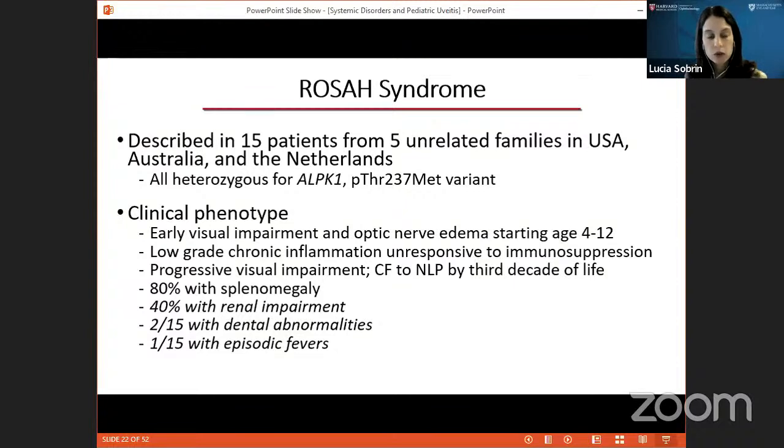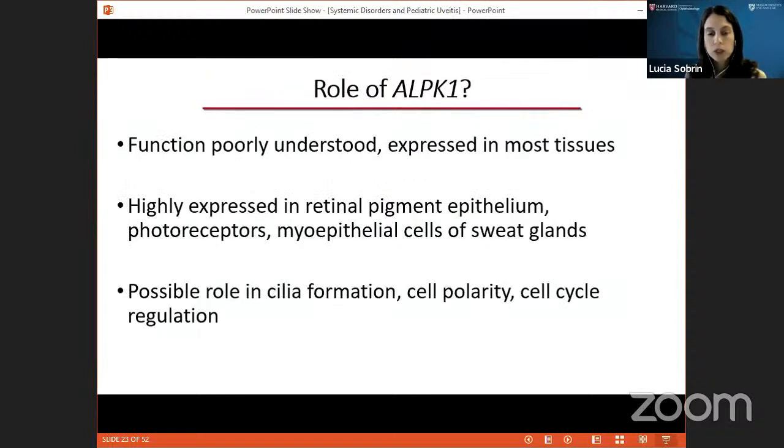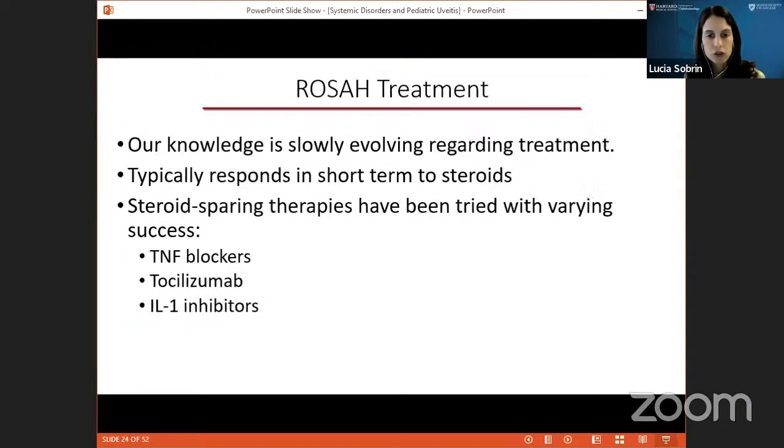So it's important to think about this in a review of systems, asking about dental abnormalities, asking about anhidrosis, and also these other features listed here, splenomegaly and renal impairment. We don't know what this gene does yet, but it's interesting that it's highly expressed in the RPE, photoreceptors, and in sweat glands. And we think it may have a role in cilia formation, cell polarity, and cell cycle regulation. We also don't know what the best treatment is for these patients because we've just recently described it. And we're typically seeing that they respond to steroids in the short term. And we've tried several medications in these patients with varying degrees of success. So it remains to be known what is the best treatment for this group.